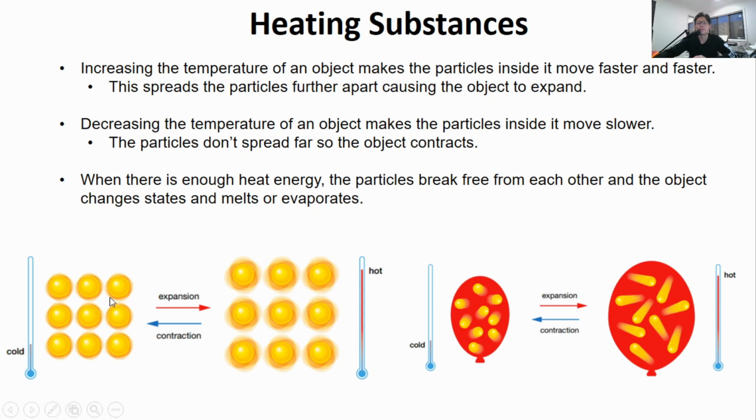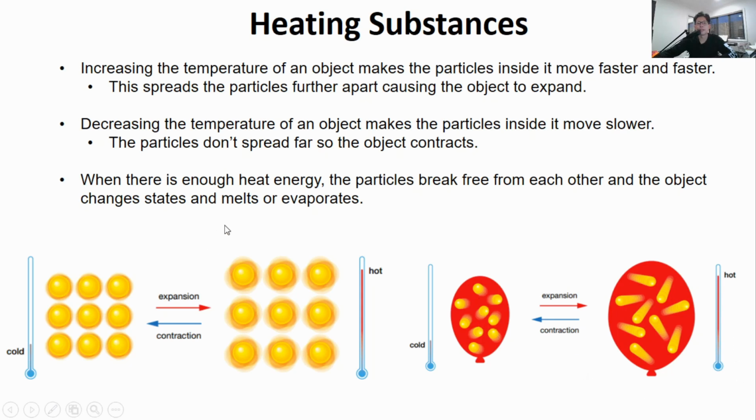So in a solid, if you heat it up, it will enlarge just a little bit. And in a balloon, if it's filled with gas and we heat that up, the balloon will also expand. Decreasing the temperature of an object makes the particles inside it move slower, and the particles don't spread as fast, so the object contracts. So that's the opposite effect from that first stop point here. It will go from a bigger object to a bit smaller.